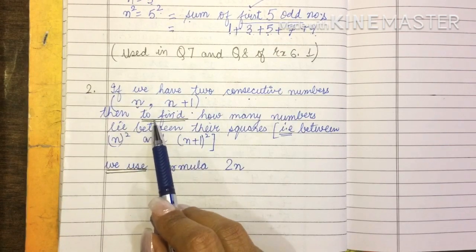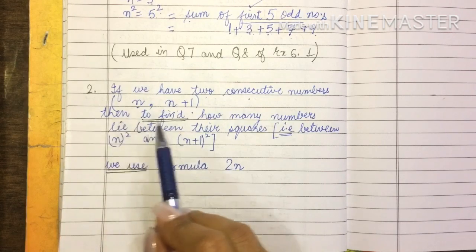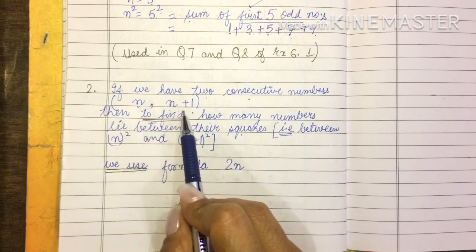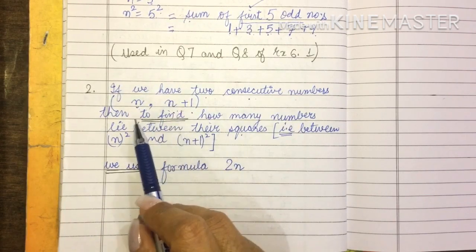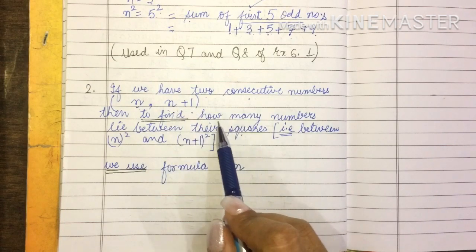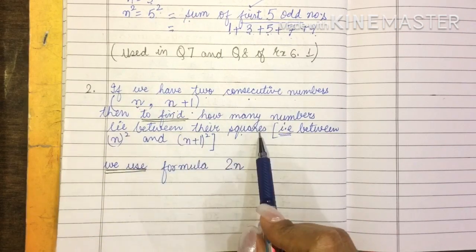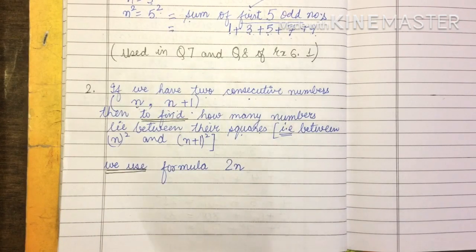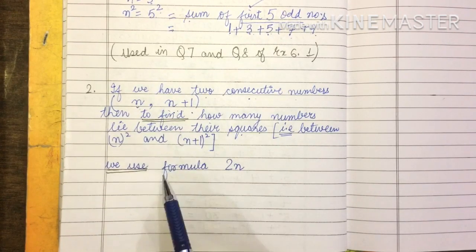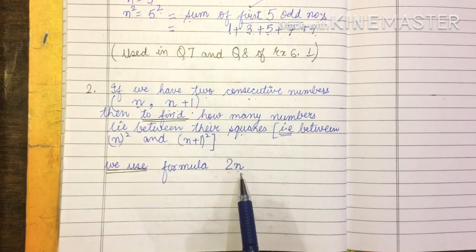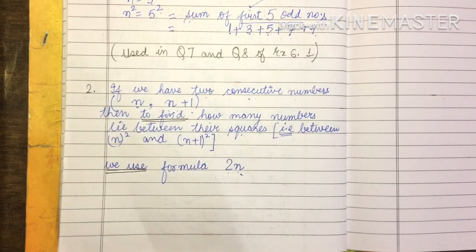Then once I have 2 consecutive numbers, to find how many numbers lie between their squares, if I square both the numbers, if I've taken 2 and 3, I square 2 and I square 3, the answer will be 4 and 9. How many numbers lie between their squares? So how many numbers lie between the square of 2 and the square of 3? That means 4 and 9. We use the formula 2n. So n actually represents the first number. I have to multiply it with 2 to obtain my answer. Let us see how this property is used by taking an example.